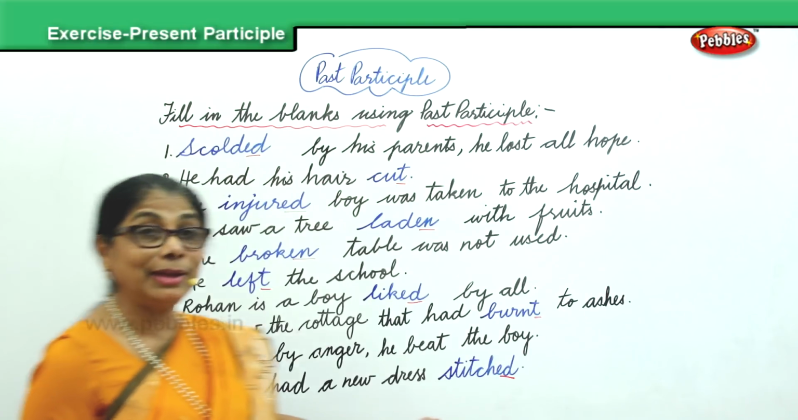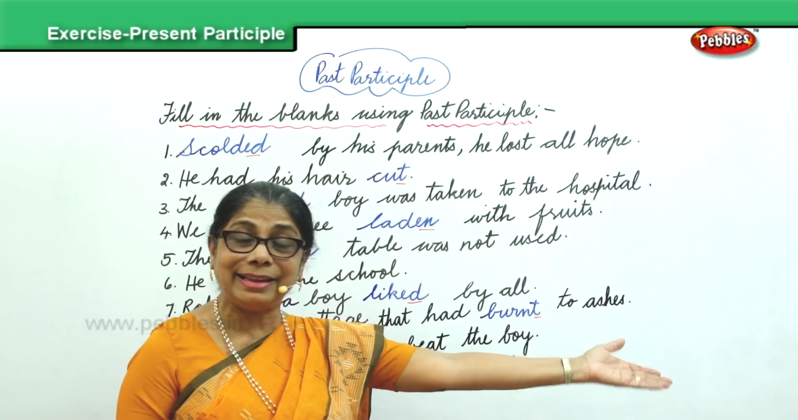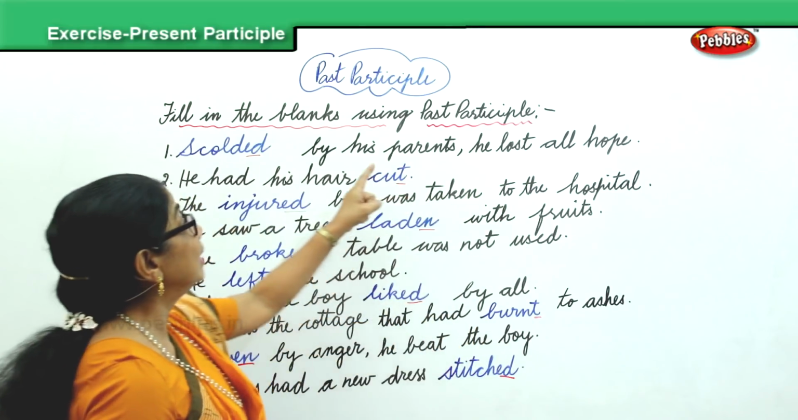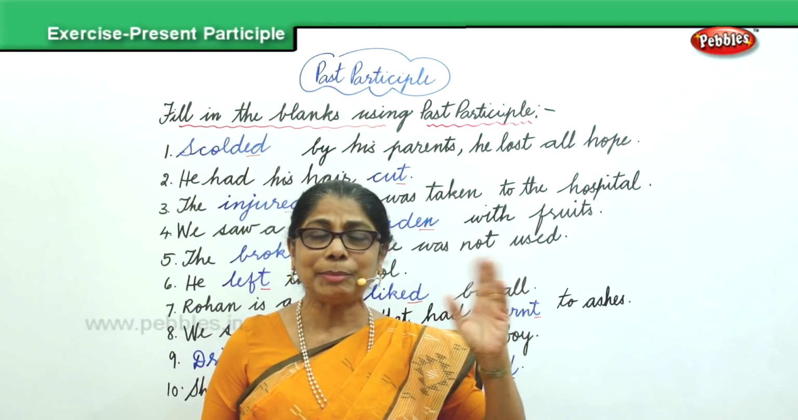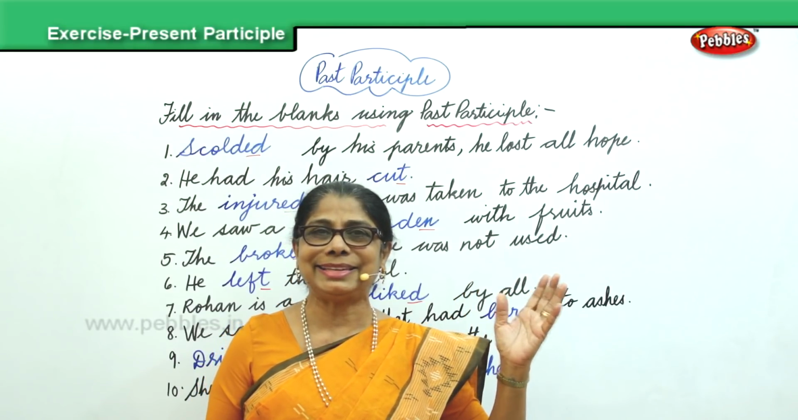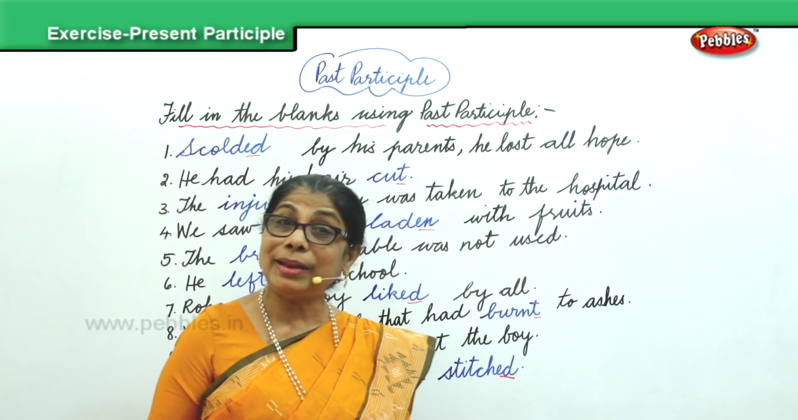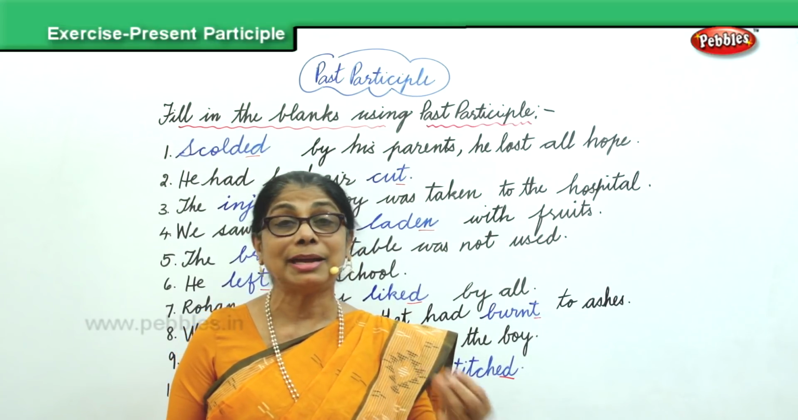She has had a new dress stitched. The dress is ready. So in past participle, action completed. If you can remember that much, then it's easy. So now we learned how to fill in the blanks with past participle.